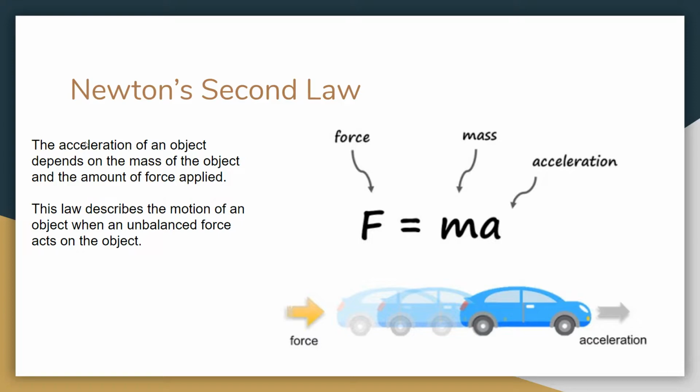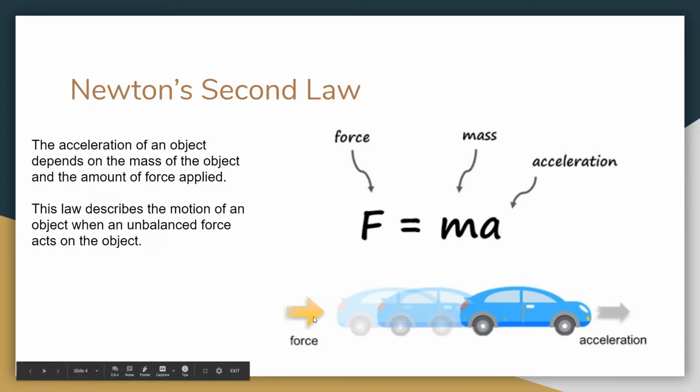The second law is the idea that the acceleration of an object depends on the mass of the object and the amount of force that's applied. If you remember from a previous unit, acceleration is looking at the velocity of that object. And we know that force equals mass times acceleration. So acceleration times mass will affect the force that's applied. This law describes the motion of an object when an unbalanced force acts upon it.